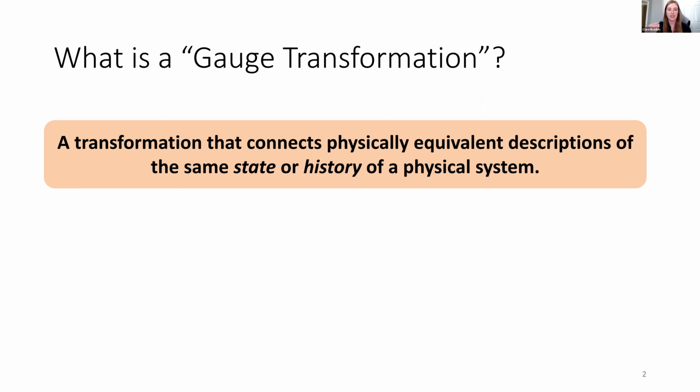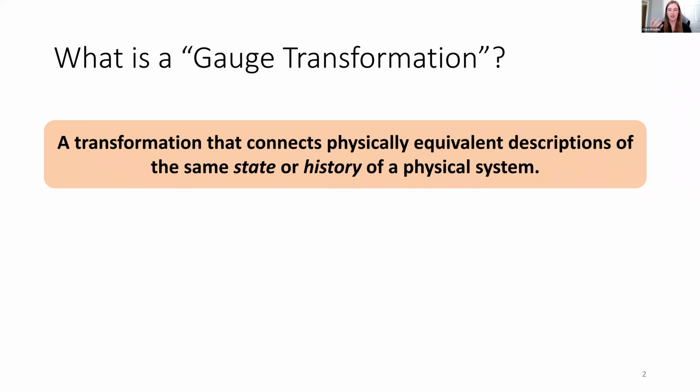And in this way, a gauge transformation is intrinsically connected to the interpretation of a theory in that it requires a notion of physical equivalence. Moreover, I've used the term state or history in this definition, since as we will see later on, which term one uses in this definition is part of the contention in the literature.